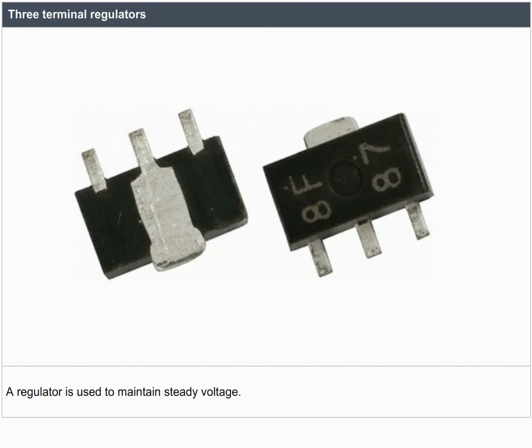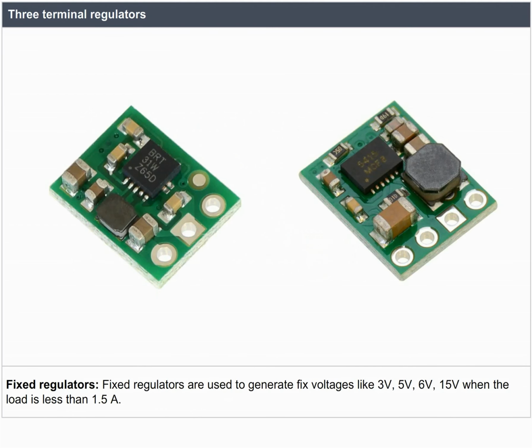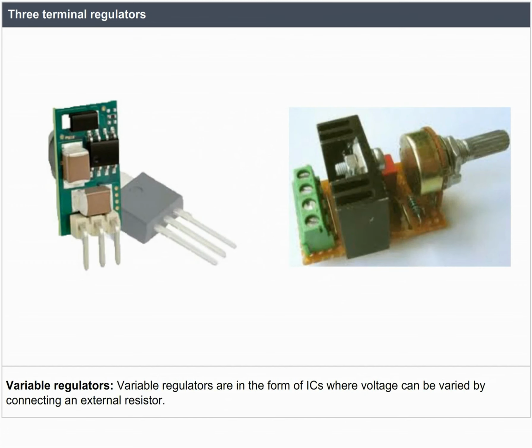3-terminal regulators. A regulator is used to maintain steady voltage. Fixed regulators. Fixed regulators are used to generate fixed voltages like 3 volts, 5 volts, 6 volts, 15 volts when the load is less than 1.5 amps. Variable regulators. Variable regulators are in the form of ICs where voltage can be varied by connecting an external resistor.